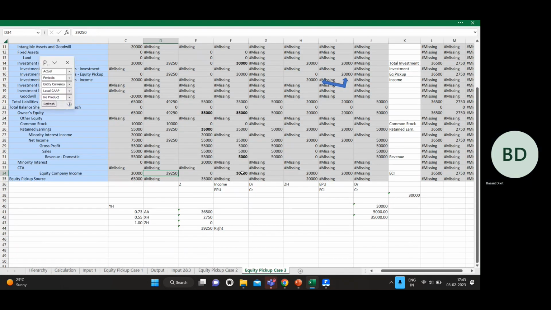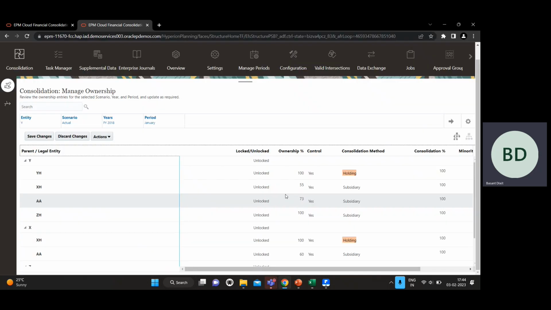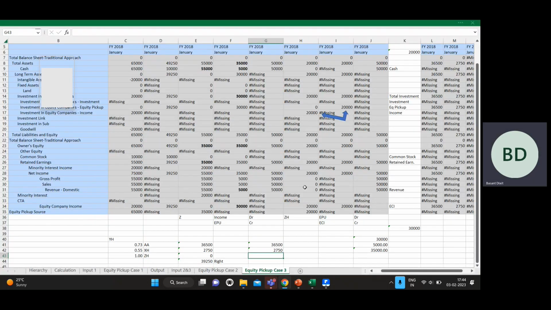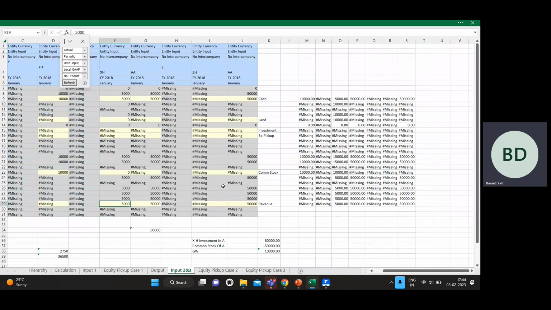So what is the figure of A? The revenue of A was 50,000. So 50,000 into 73% comes to 36,500. And what was the revenue of XH? It was 5,000 only, as you can see. So 5,000 into 55% comes to 2,750, because it will take only 55%. Okay, and for Z, because we don't have any revenue in ZH, it will be zero.